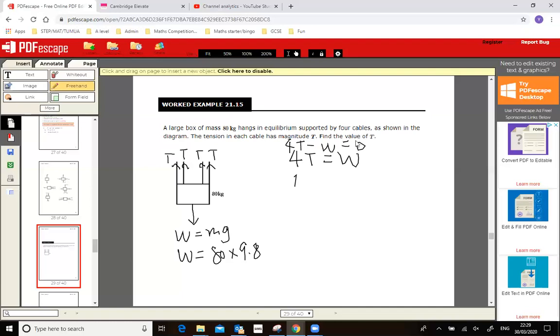Okay, so now we have 4T equals 80 times 9.8. So T equals 80 times 9.8 and then divided by 4. So the final answer is 196 Newtons. Great. Let's have a look at the next example.